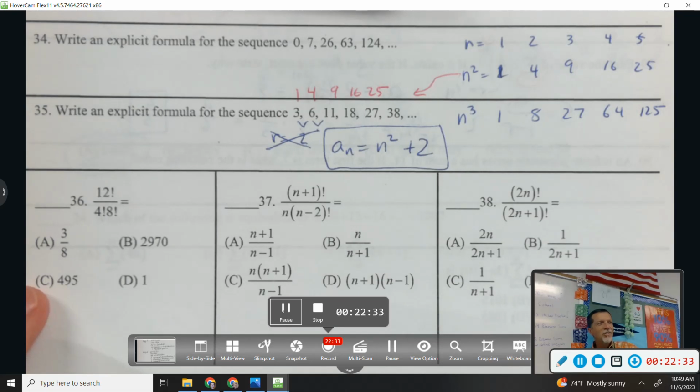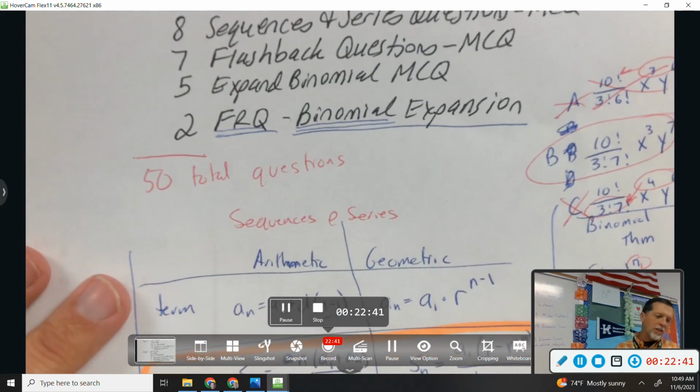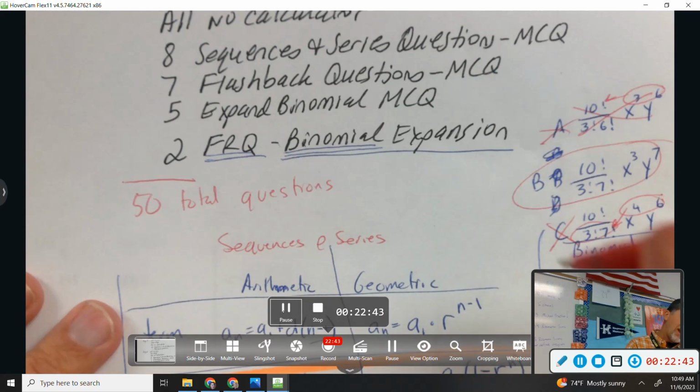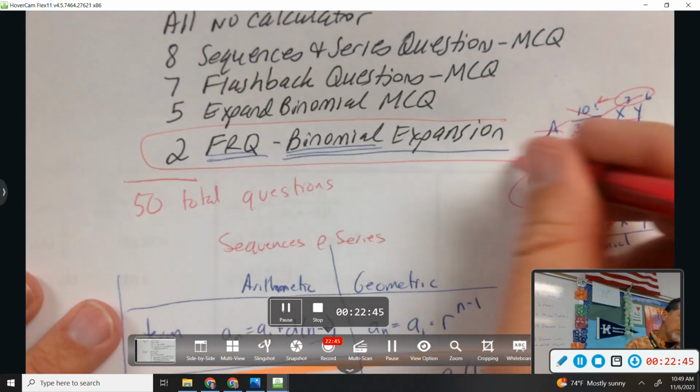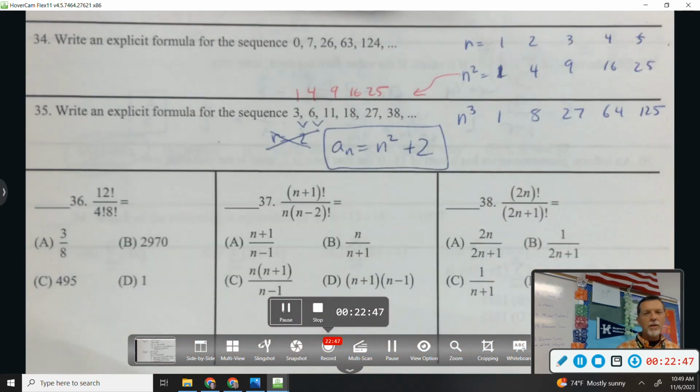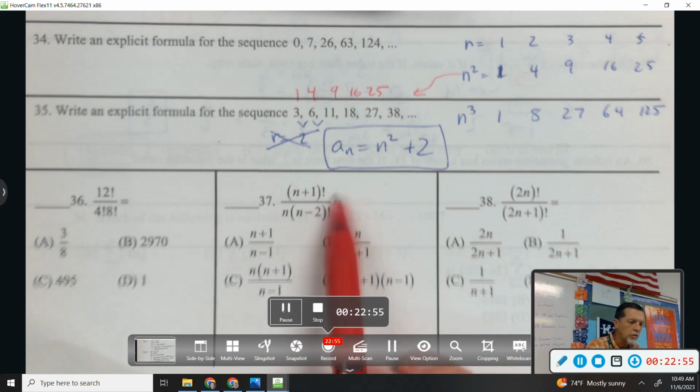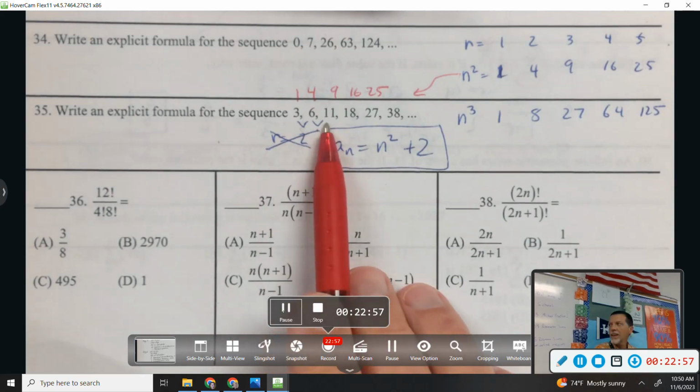Couldn't do that on your own? Okay. The good news is there's only 2 free response questions. And they're both having to do with binomial expansion, which means if you get one like that, it would be multiple choice, which would mean you just look at your answer choices and plug in and see which one works. Right? Plug in n equals 1, 2, and 3 and see what lands at 3, 6, 11.